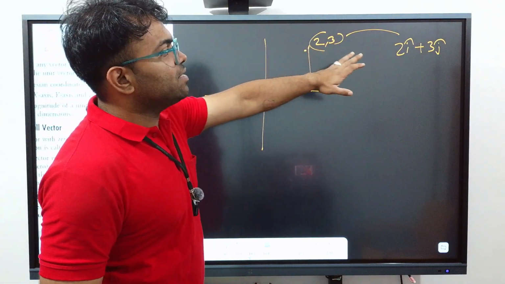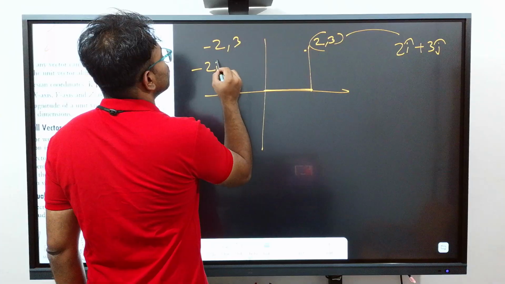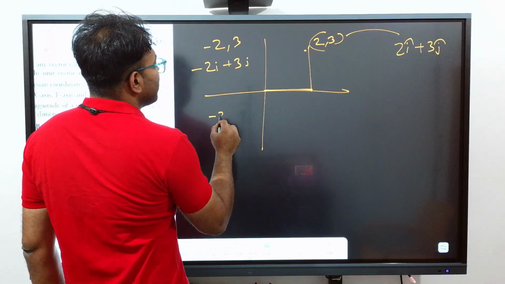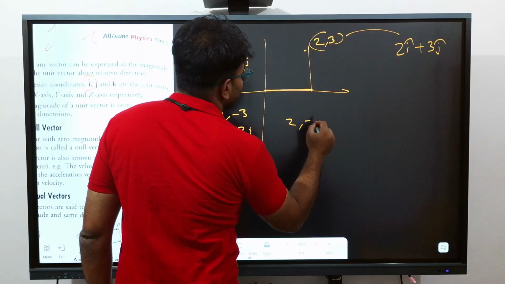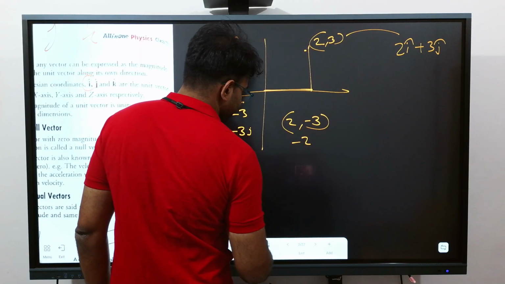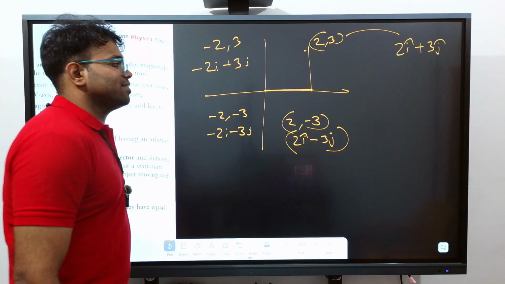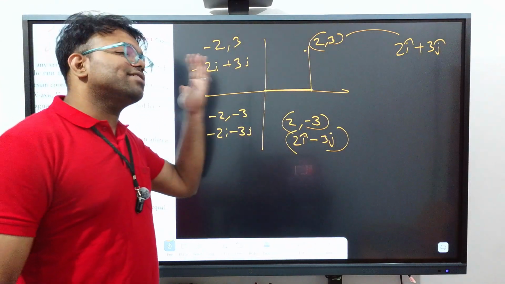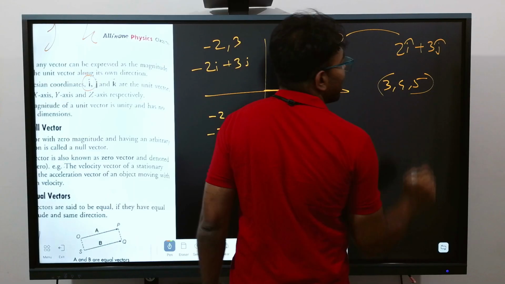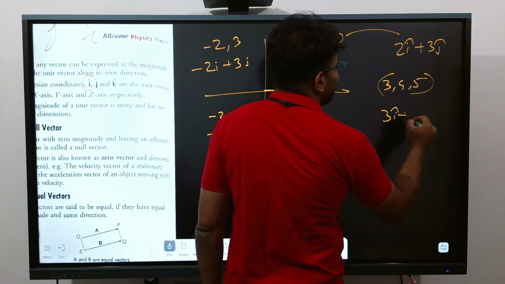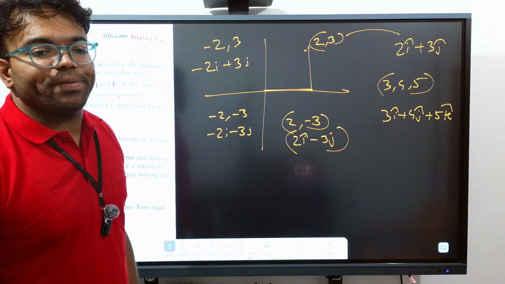So 2, 3 can be represented as 2i plus 3j. Similarly, minus 2, 3 can be represented as minus 2i plus 3j, and minus 2, minus 3 can be represented as minus 2i minus 3j, and 2, minus 3 can be represented as 2i minus 3j. So these are the 4 ways in which we represent. Now if there is a z-axis also, you have a point 3, 4, 5, and that can be represented as 3i cap plus 4j cap plus 5k cap. That's it. This is how you represent a vector.